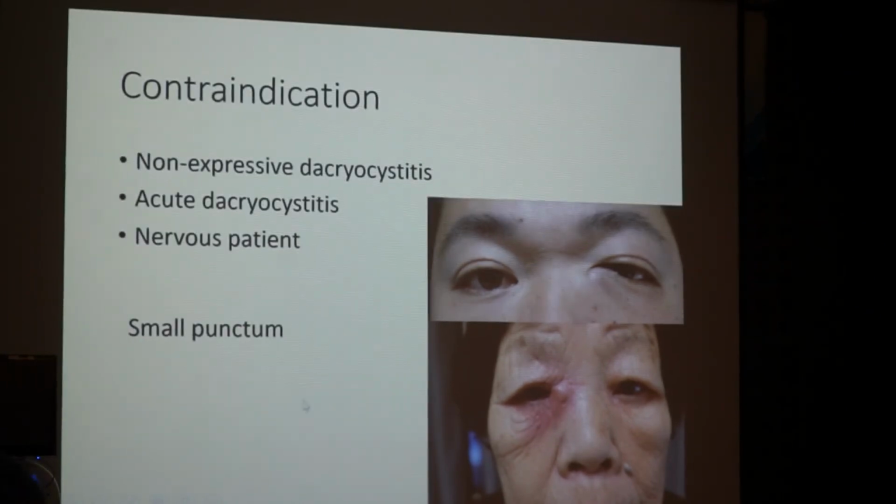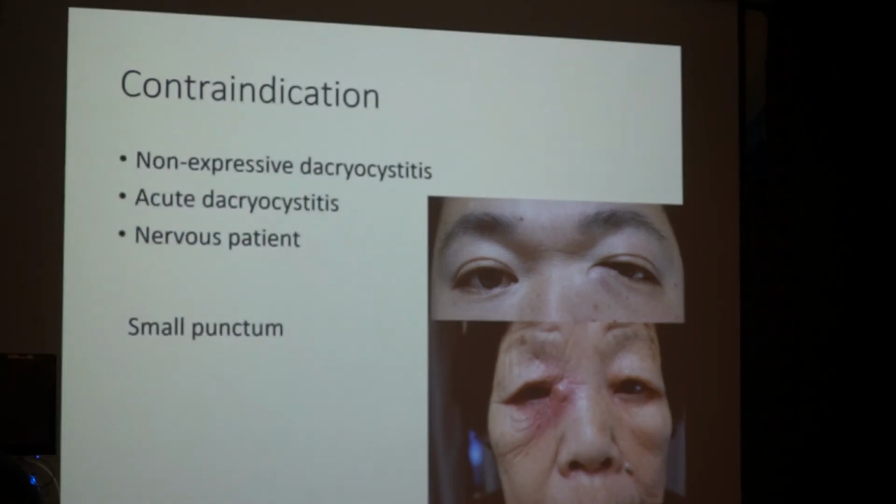And a patient with a small punctum is not a contraindication but is difficult to examine. So please avoid until you get used to dacryoendoscopy.